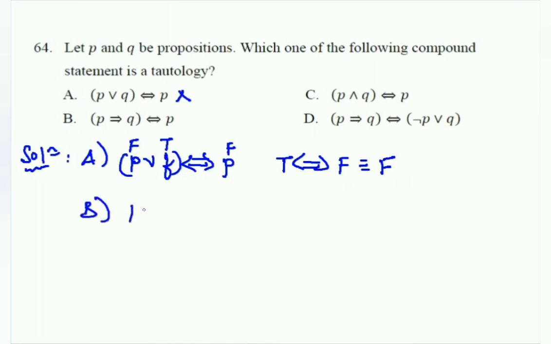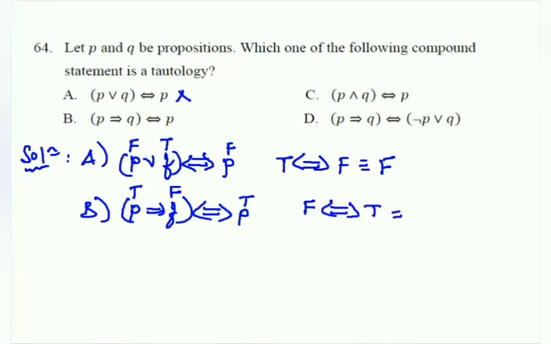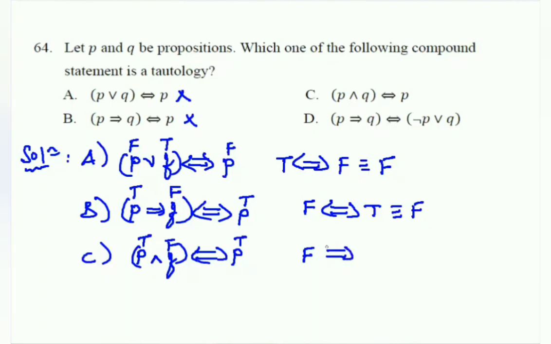Let's check for B. P implies Q, P implies Q, implies P. For this case, if I give Q false, and P true, so this will become true implies false, which is definitely false. Implies true, this is also again false. So this cannot be a tautology. The third case, the C case, consider P and Q. If I take some truth value for P, say this is true and this is false, basically true and false is false. Implies true, you see, still this is also false. So this cannot be a tautology.